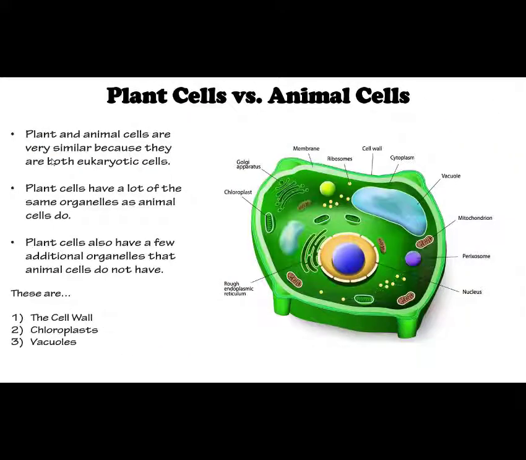Plant cells and animal cells are very similar because they are both eukaryotic cells. Plant cells have a lot of the same organelles as animal cells do. Plant cells also have a few additional organelles that animal cells do not have. These are the cell wall, the chloroplasts, and the vacuoles.